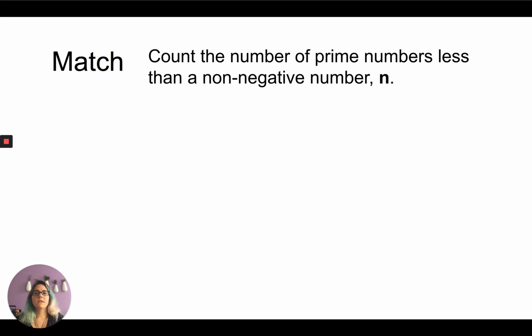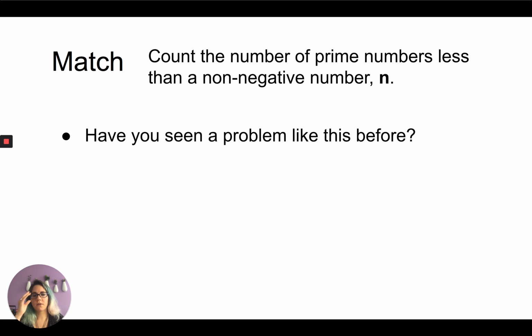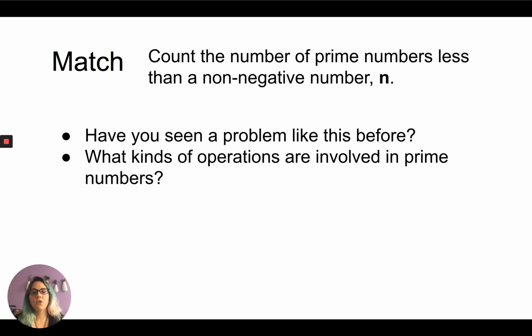So the next thing that you'll want to do is you'll want to think about, okay, have I seen problems like this before, right? If you've ever dealt with prime numbers or trying to figure out whether a number is prime, that's what you want to try to call up in your memory, right? And then, here we know that prime numbers kind of have a specific set of operations, right? In order to determine whether a number is prime, it can only be divisible by 1 and itself. And so we know that there's going to be some division involved in checking to see whether a number is prime.